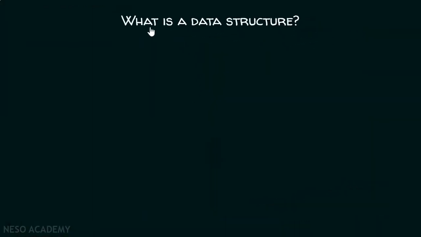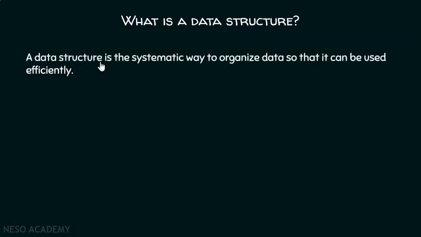Now let's understand what is a data structure. A data structure is the systematic way to organize data so that it can be used efficiently. So organizing the data in such a way so that we can use it efficiently is what data structure is all about. We are arranging the data, we are organizing the data, we are managing the data in such a way so that we can use it efficiently. When I say efficiency, I mean in terms of time as well as space.